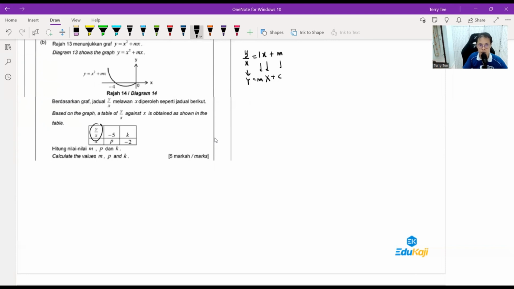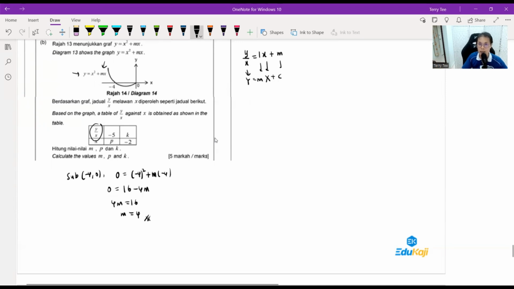From this part, maybe you find m from here is easier. We sub in -4 and 0. Based on this equation, your y is 0, your x is -4, you square it, m times -4. So this is 16 minus 4m equals 0. 4m is 16, m is 4. Maybe it's better I do this first so I can find the value of m from this graph.